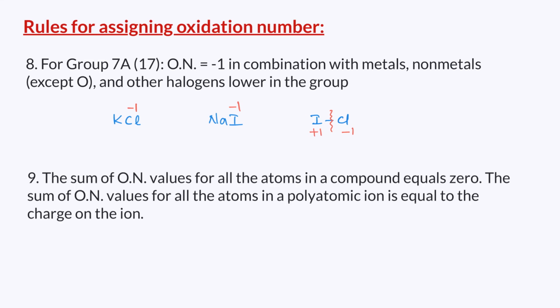Rule number 9. The sum of oxidation number values for all the atoms in a compound equals 0. And the sum of oxidation number values for all the atoms in a polyatomic ion is equal to the charge on the ion. This rule is quite similar to the rule that we studied in formal charges. Let us do some examples now.